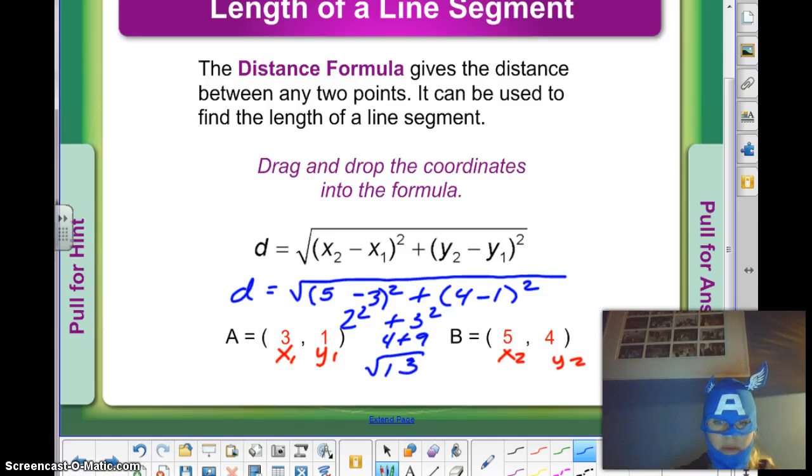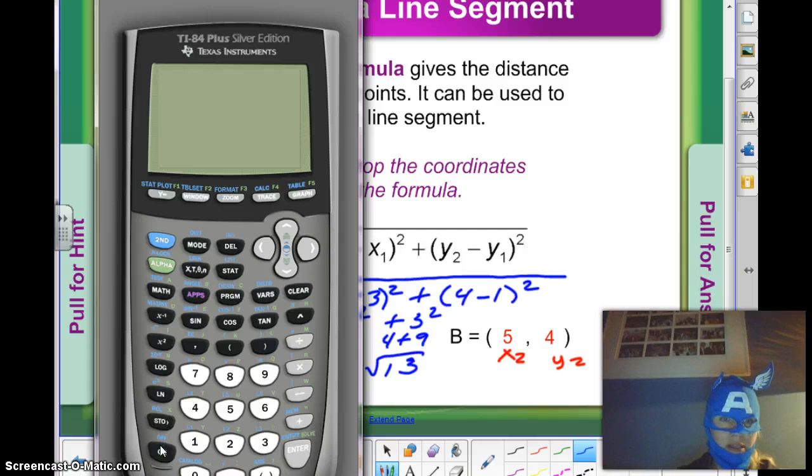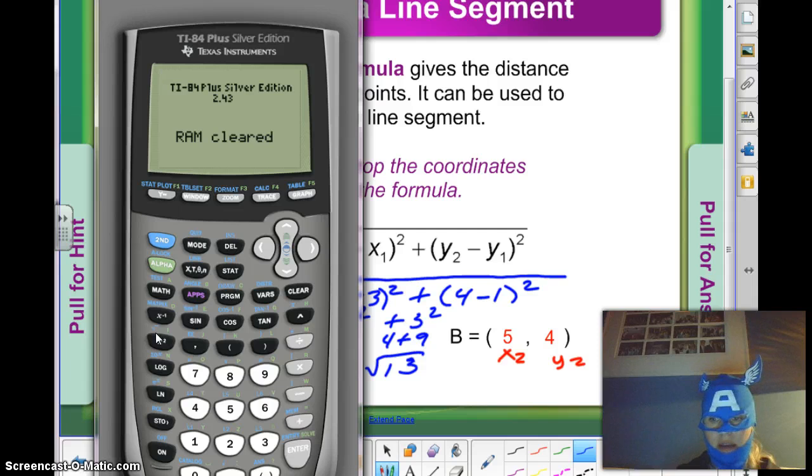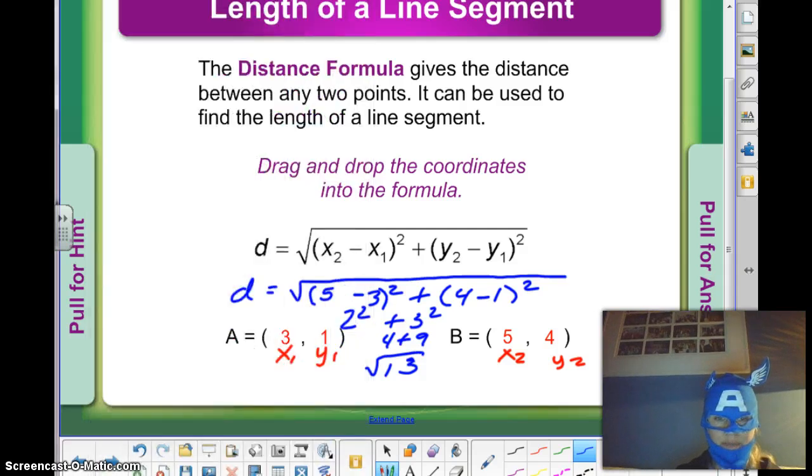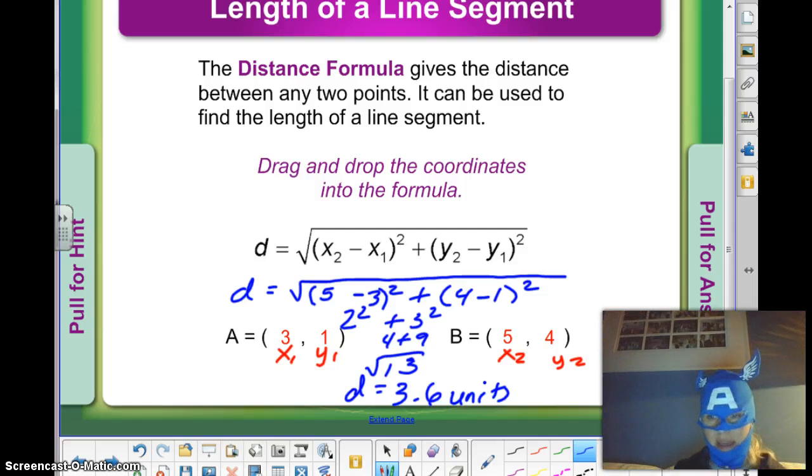And then if you have your calculator, you're going to turn that on. And our square root sign is opposite the x squared, because these are actually inverses. They undo each other. So we'll just go second square root, and then we just put in 13 here, and enter, and it's about 3.6 units. So then we might just leave it like this, or we could say D equals 3.6 units. All right, so that's how you find distance of diagonal lines.